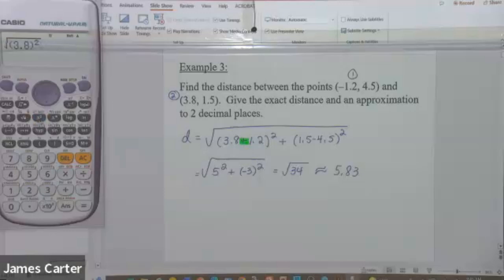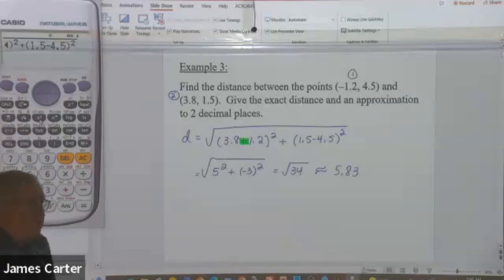I hit the x square button. Plus, parentheses again, 1.5 minus 4.5, close the parentheses and square it. Doesn't that look exactly like what we got up here? Except it's kind of scrolling off the end.